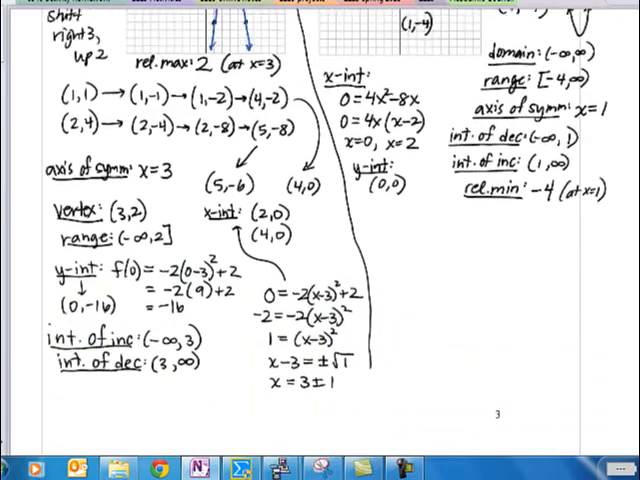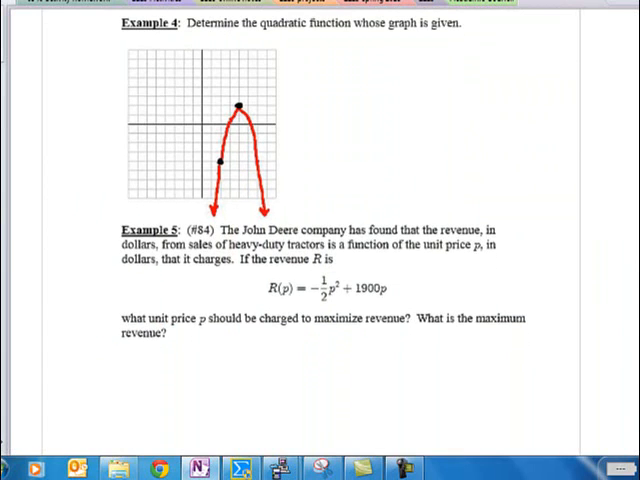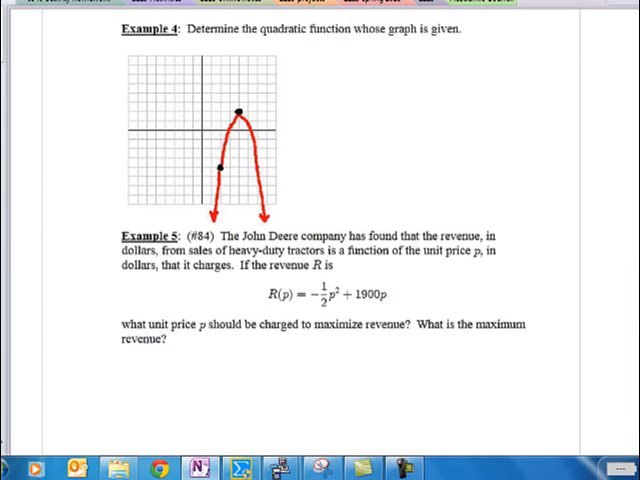And a couple less standard examples. They're asking us here to determine the quadratic function whose graph is given. Things we can see from the graph. One important thing is that we can see what the vertex is. We can see that the vertex is 4, 2. We can see that it opens downward. So we know that a is negative. We can see another point on the graph is 2, negative 4.